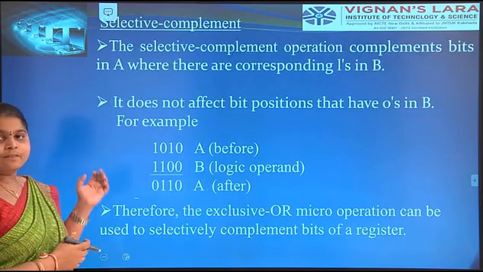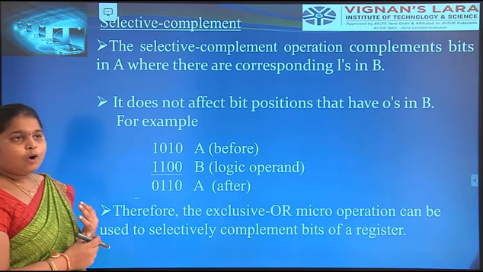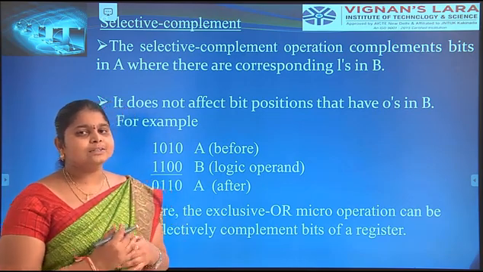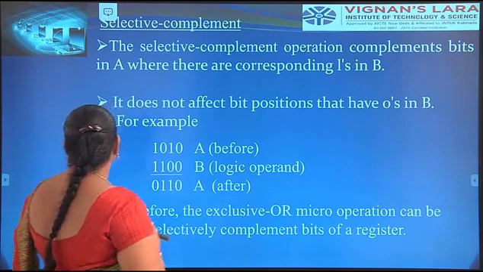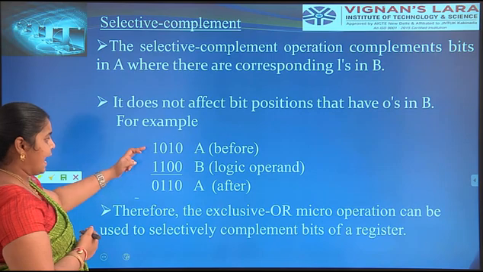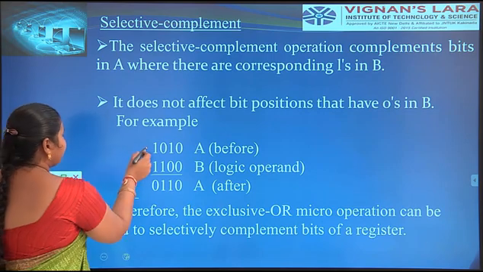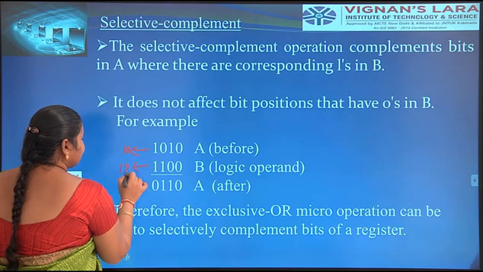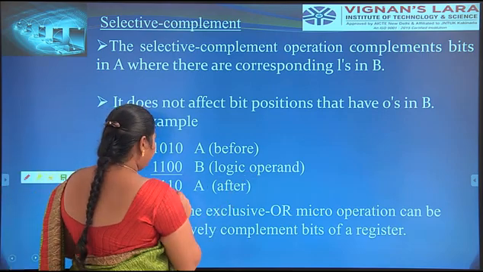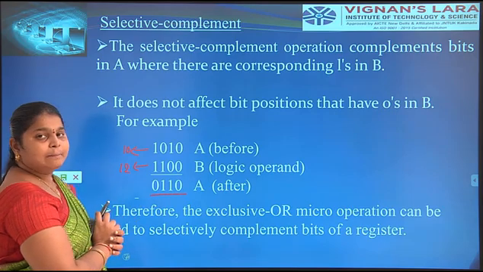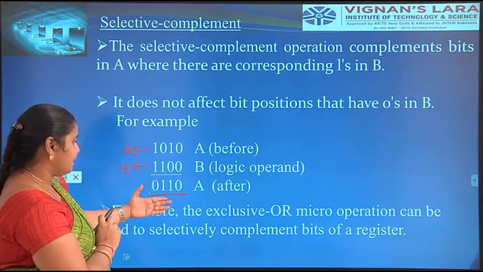Okay, next, the second one, selective complement. What is the complement? Complement means we have to transfer 0s to 1s or 1s to 0s. Here also we take an example: A is 10 and B is 12. B is known as a logic operand. After calculation with the help of the B bits, A is placed like this.